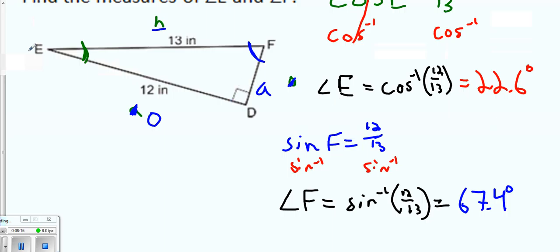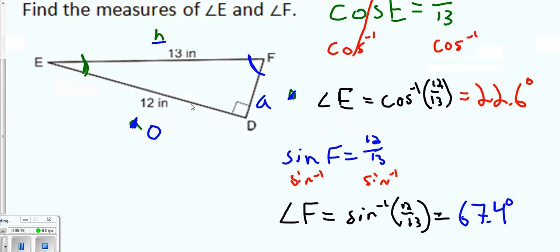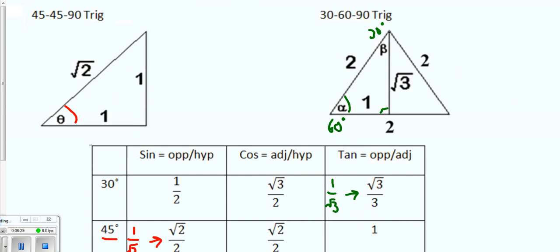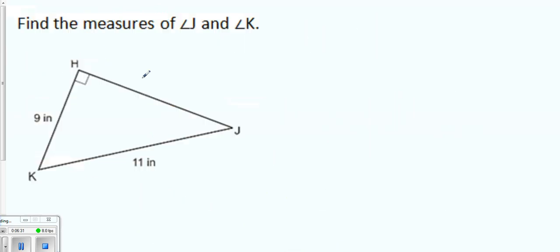plus this 90-degree angle means this whole triangle adds up to 180, which works. We want it all to add up to 180 degrees, and we did. We used our trigonometry to find out exactly what these angles would be, and it all fits. Oops, wrong direction.